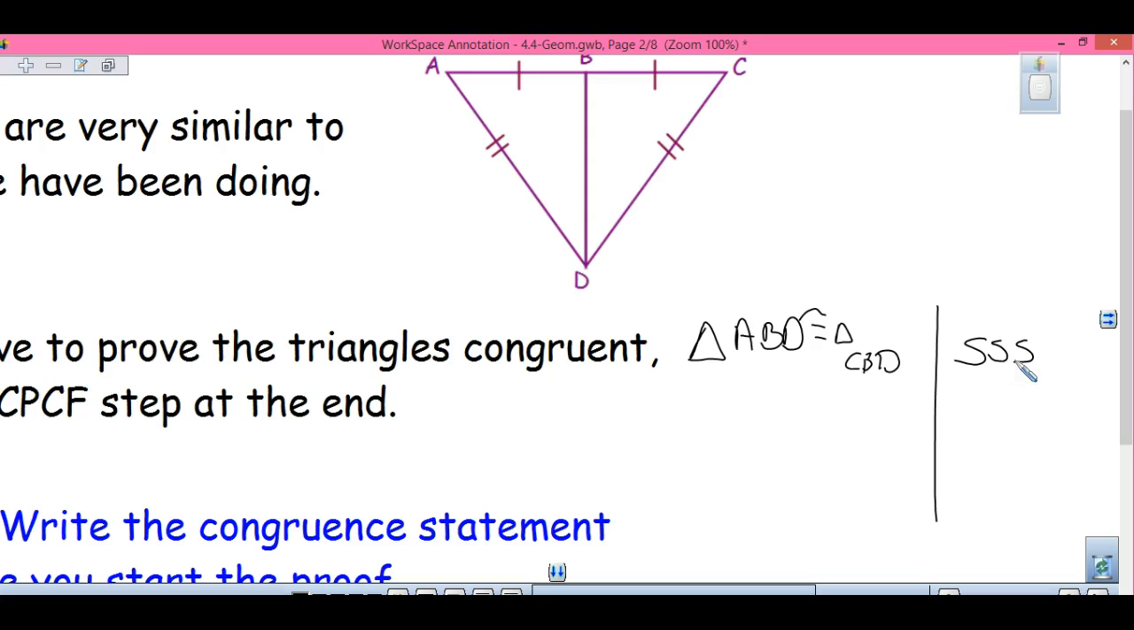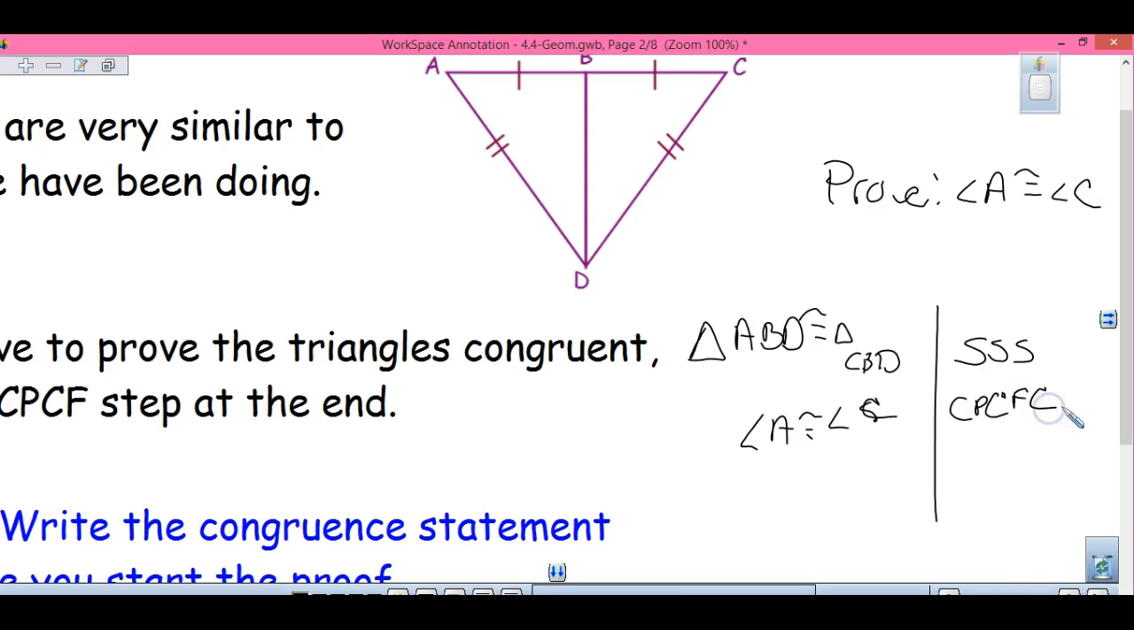Okay, so when we would use CPCFC, your statement might be prove angle A is congruent to angle C. Then we could say angle A is congruent to angle C because we've got congruent triangles and their corresponding parts, CPCFC. Okay, so that's kind of how it's going to work.